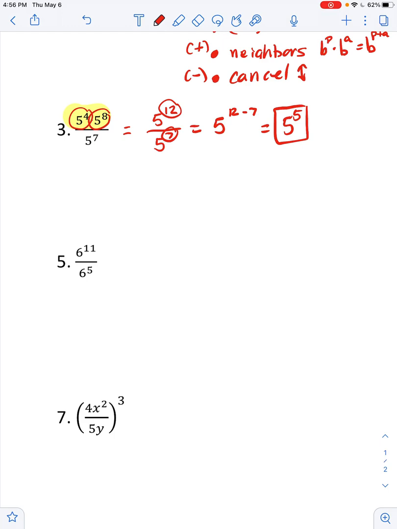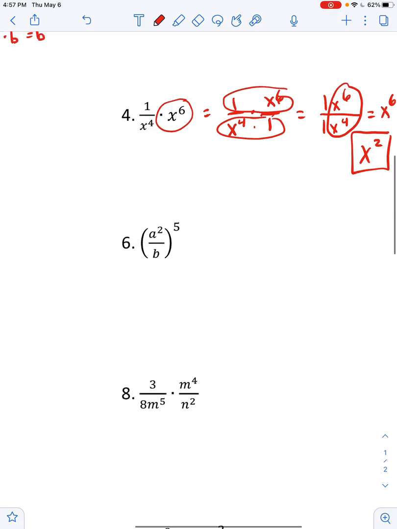Nothing weird about this one. This one's actually pretty straightforward. This one's saying, hey, I have a base of 6, 11 on the top, 5 on the bottom, so the difference would be 6. And again, that's just because if I wrote out all 11 6s on the top and all 5 6s on the bottom, 5 of them would cancel out, leaving me with 6 extras on the top.